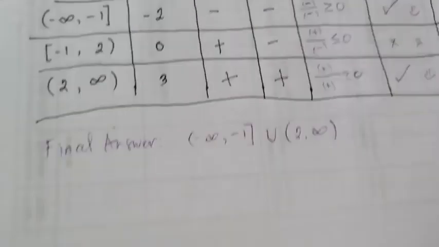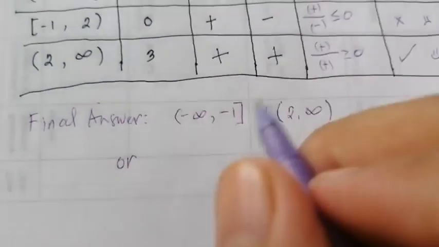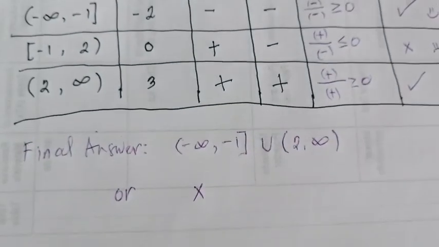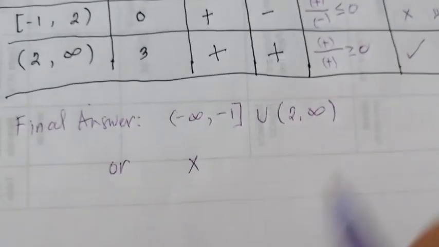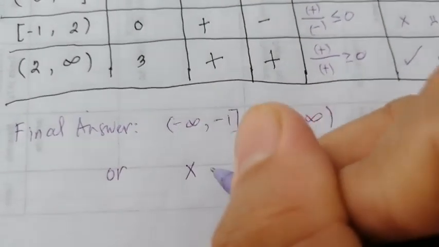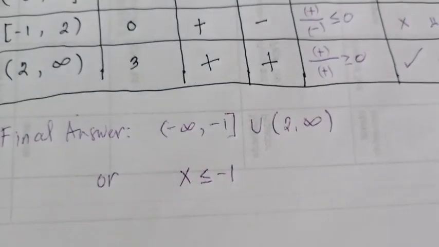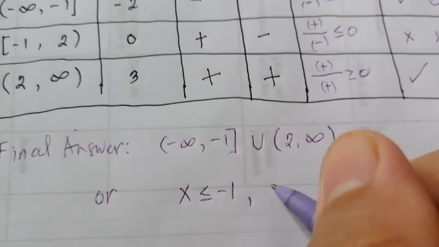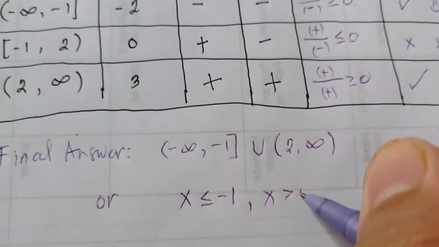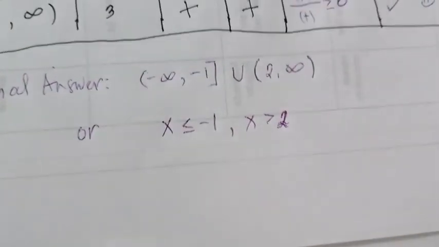So, ganun lang yun guys. So, this is our final answer. Pwede mo namang i-express ang sagot mo in this form. Pwede maging ganito yan. X is less than or equal to negative 1. Okay? Comma, x is greater than 2. Yan ang ating sagot. So, pwedeng maging ganyan.